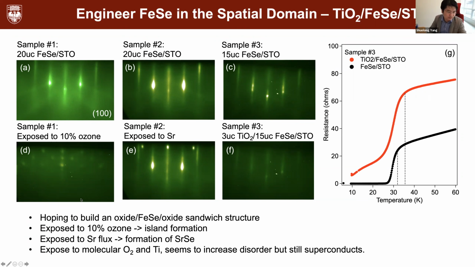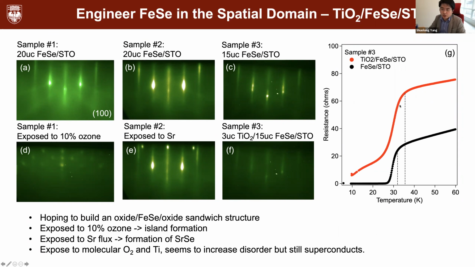From the RHEED pattern, you can see that you form islands and it becomes just not good. For sample number 2, we tried not to use ozone, but we exposed it to strontium, and it turned out it's also extremely bad because strontium is really metallic. So you actually start to form strontium selenides. And the last attempt, which is marginally successful, is that we use molecular oxygen and titanium and try to grow TiO2 on top.